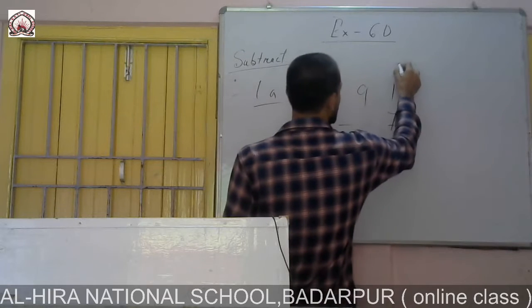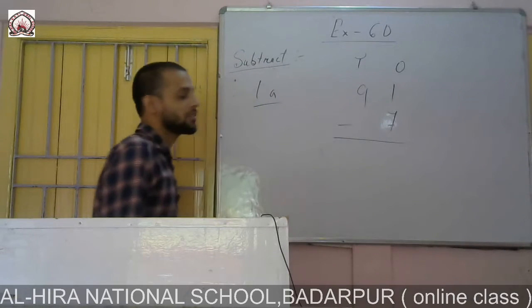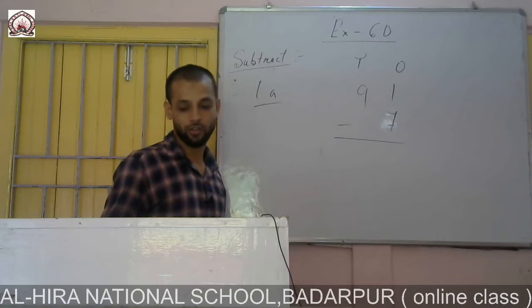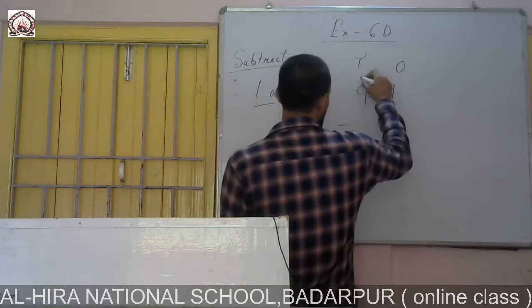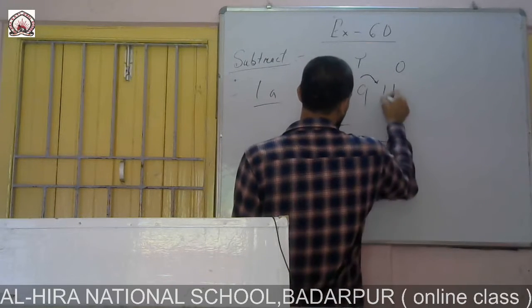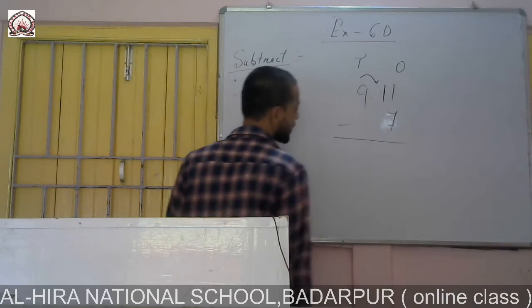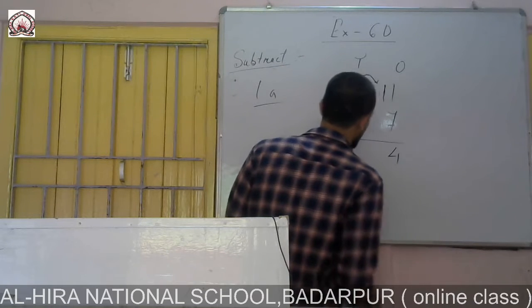This is the ones place and this is the tens place. As 7 is greater than 1, we cannot subtract 7 from 1. We have to carry 1 from the tens place, that is from 9. If we carry 1, here we will get 11. So 11 minus 7 equals 4.